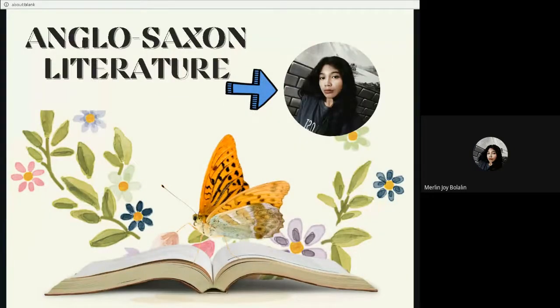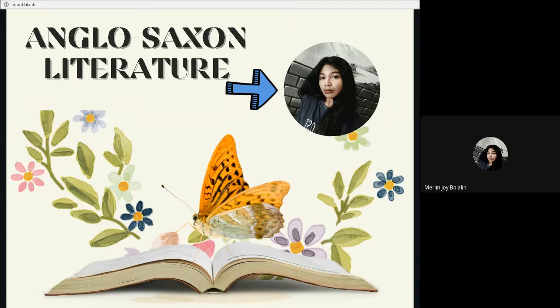Okay, thank you. And I know that you have a little bit of confusion regarding the history, but it is important to have an overview about the history when we are going to study the literature. Now that we're done with the timeline, let's proceed to the Anglo-Saxon literature. How do this invasion and these many events that happened create a change or impact on the English literature? So now, let's come to the Anglo-Saxon literature.